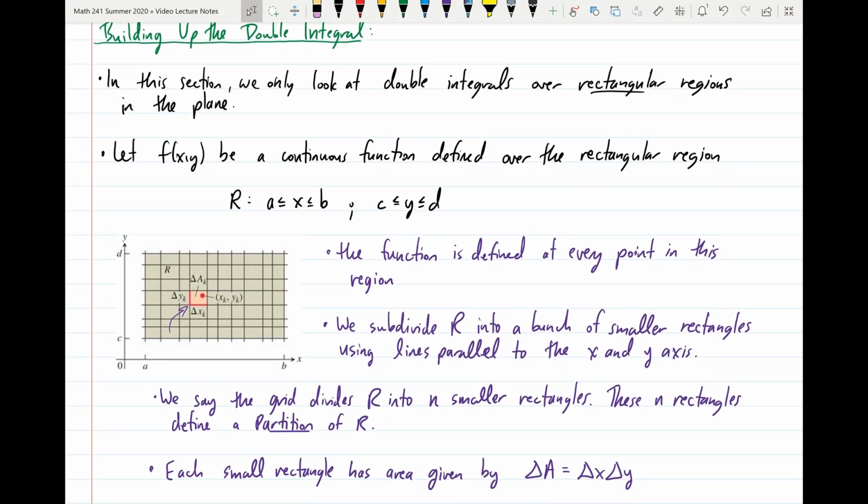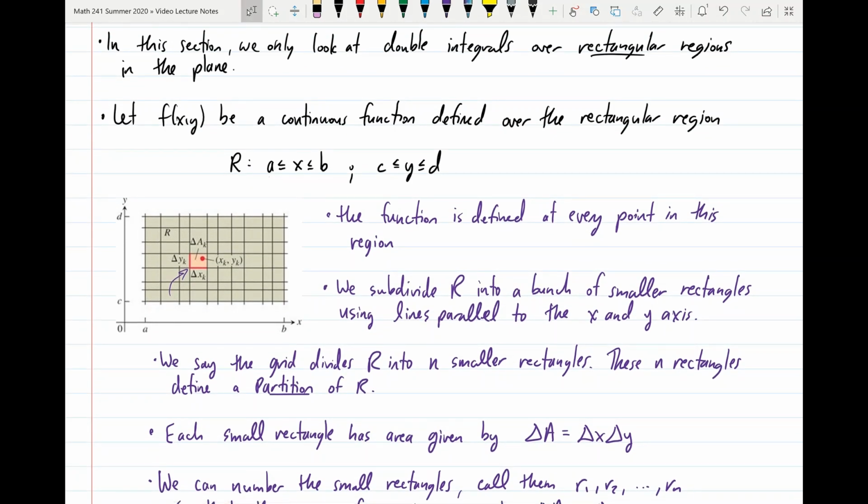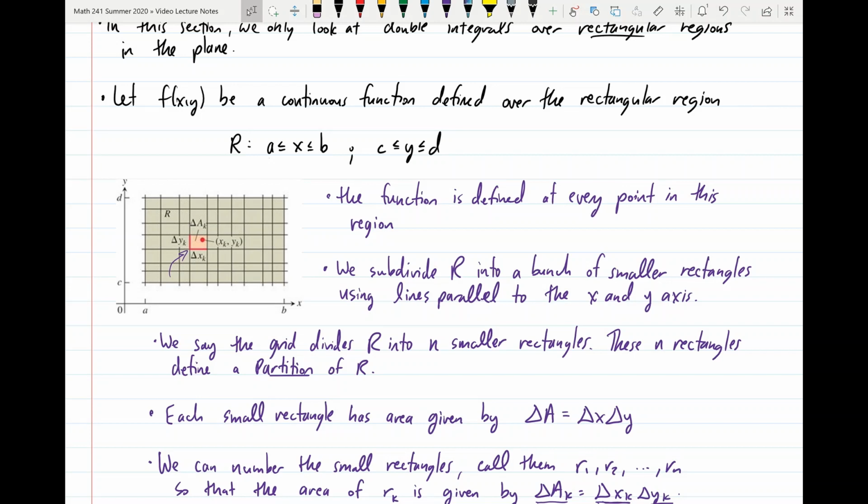And for all of this discussion here, where I'm building up the definition of the double integral, let's assume that f of x y is a continuous function, and it's defined over the rectangular region R, where x is between a and b, and y is between c and d. It is true that there are functions that are not continuous that are Riemann integrable. But for the sake of simplicity, I'm just going to be talking about continuous functions all the way through this lecture. I'm not going to worry about functions that have an integral that aren't continuous. Maybe it'll pop up later, I don't know. But for now, let's just worry about continuous functions.